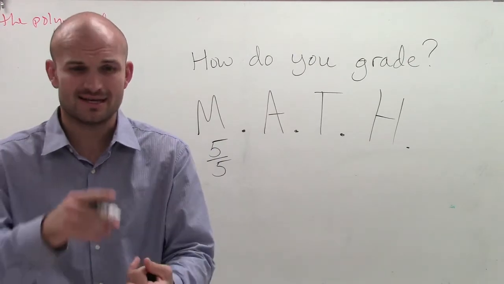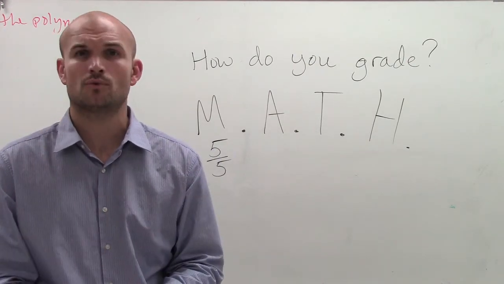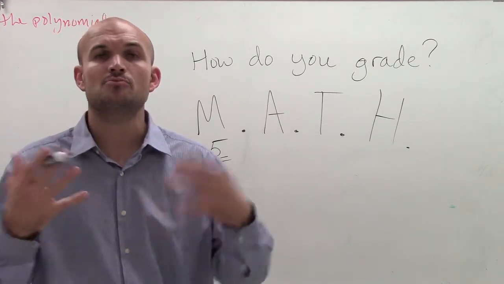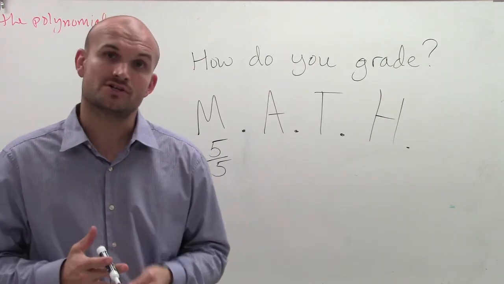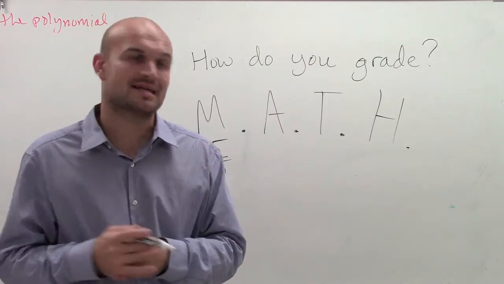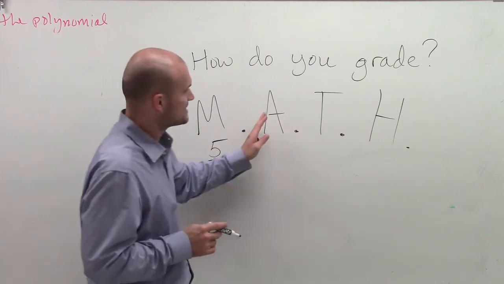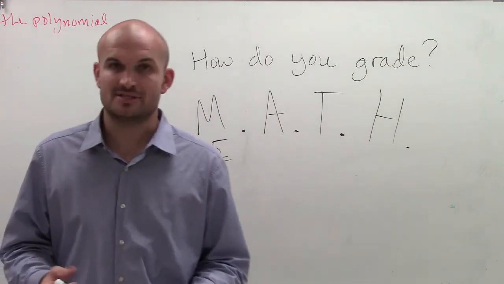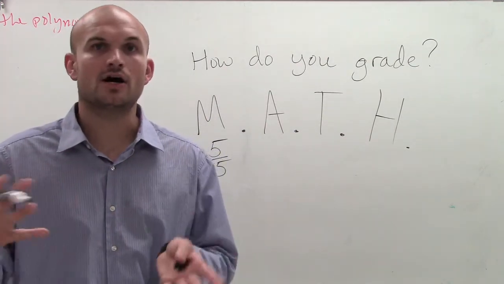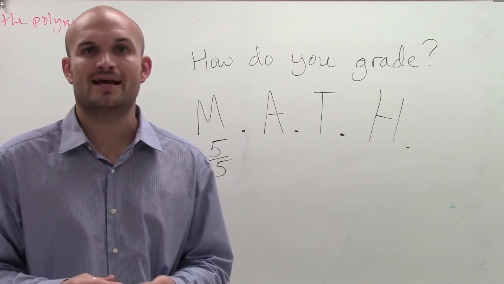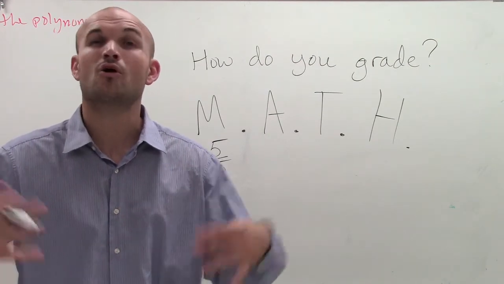And really what that means is they understand the problem, they showed all the work, they can communicate to you that they have a full understanding, that they've done everything exactly correct. The next one is A, which means they almost mastered the standard. They've shown that they understand what's going on, but they made 1, 2, 3, or multiple mistakes.